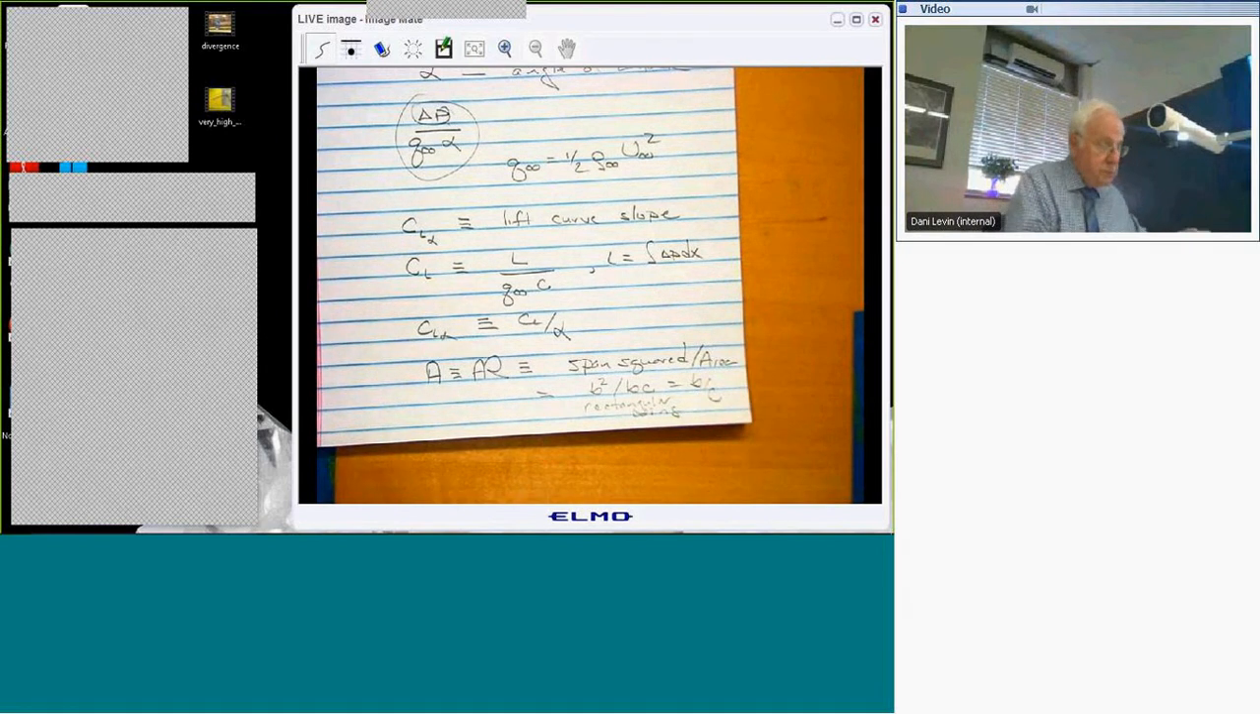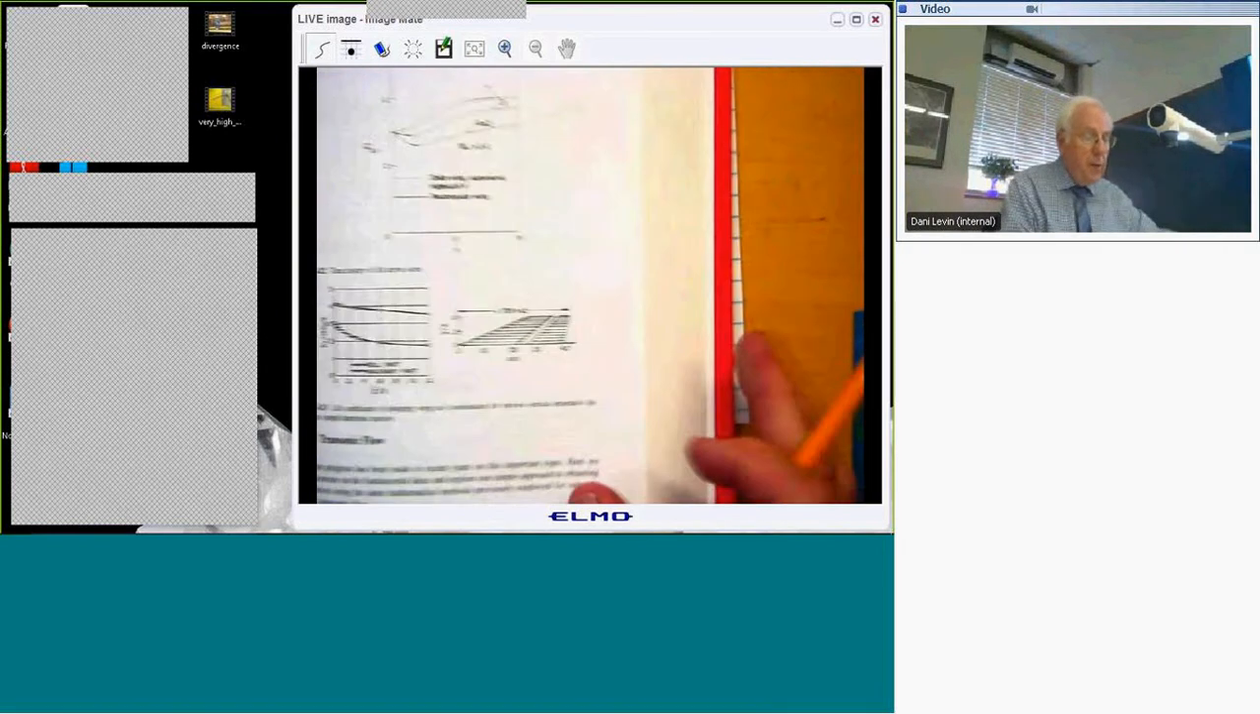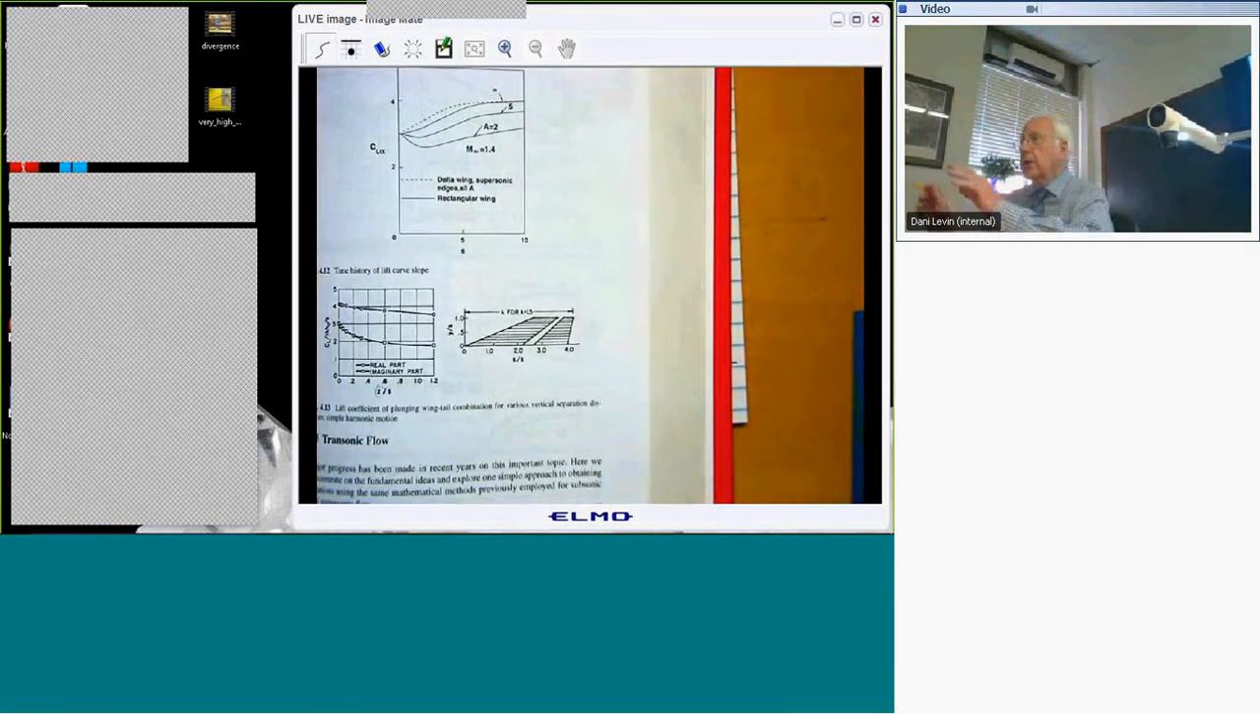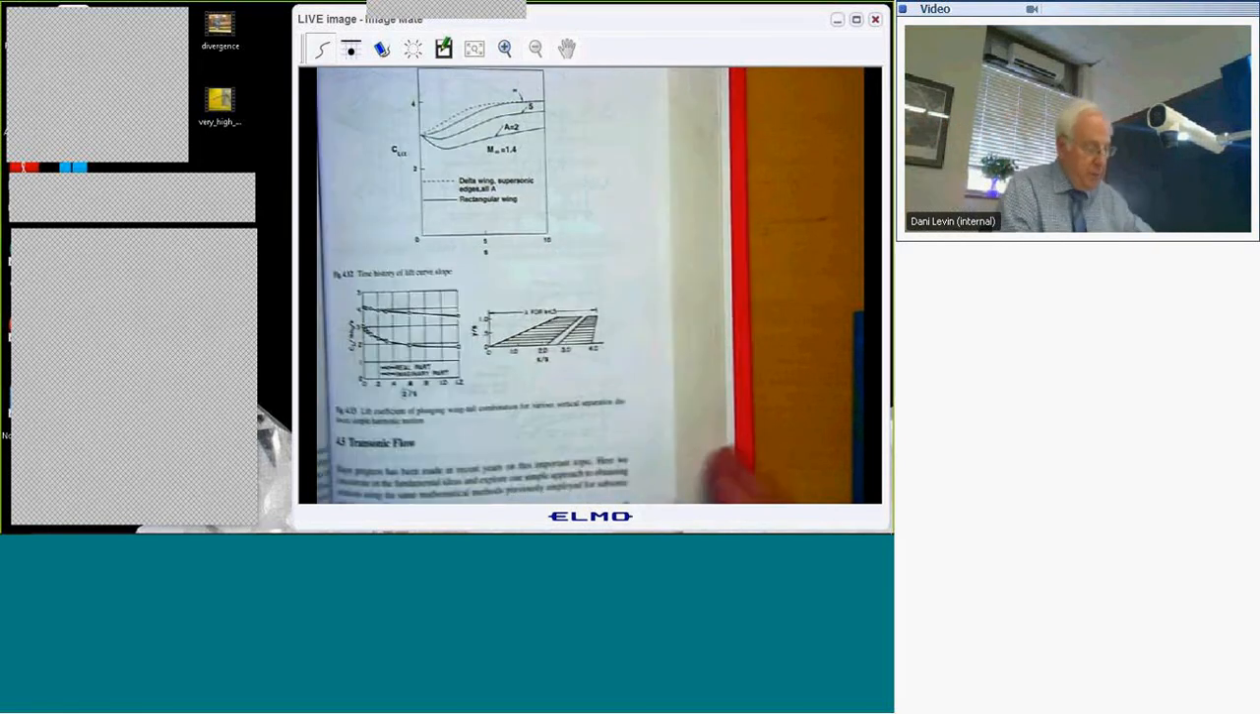So, what do I mean by supersonic edge? I mean that the Mach number is high enough that the Mach lines emanating from the tip all stay within the wing. So let me draw a picture there.